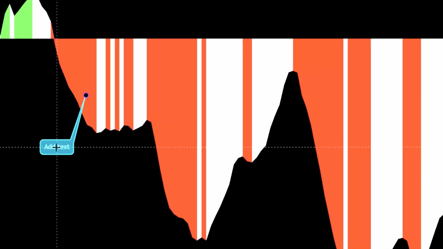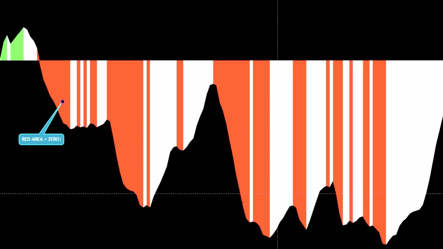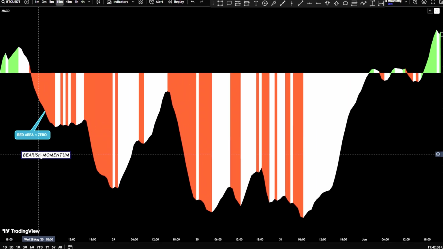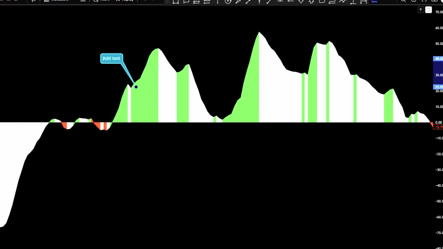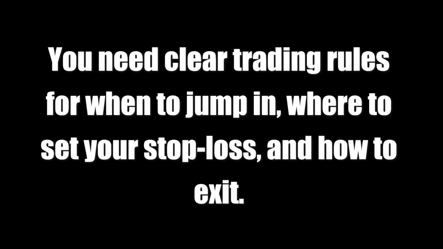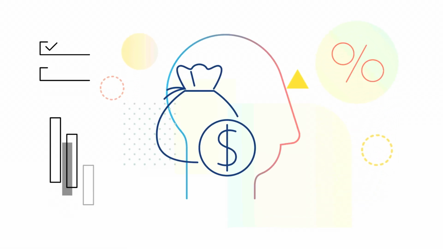So, here's the deal on how this works. When the MACD histogram is red and sitting below the 0 level, the market's in a bearish mood, trending down. And when it's green and above 0, you've got bullish momentum, signaling an uptrend. But just knowing momentum isn't enough. You need clear trading rules for when to jump in, where to set your stop loss, and how to exit. This is a critical piece of the puzzle that helps this strategy fix many common trading pitfalls.